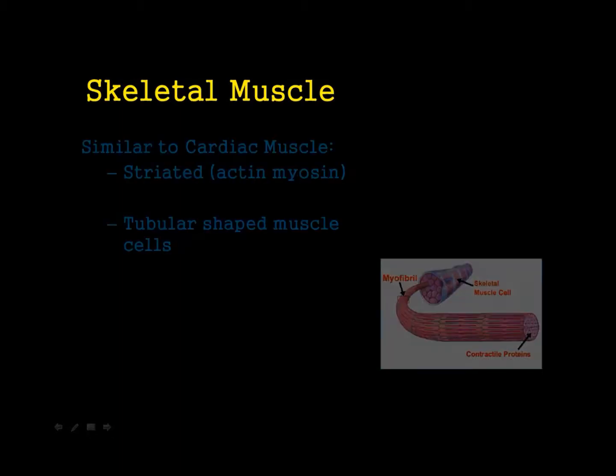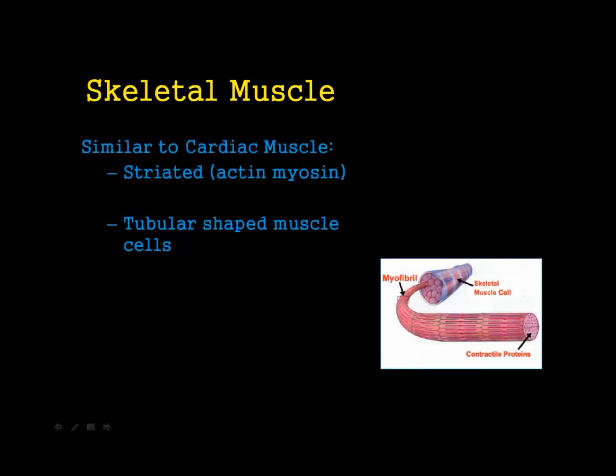Okay, so let's move on to skeletal muscle. Skeletal muscle is actually very similar to cardiac muscle. It's striated, so it has those stripy bands under a microscope. And of course this is because of the actin and myosin. It also has tubular-shaped muscle cells, which again is similar to how the cardiac muscle is arranged.